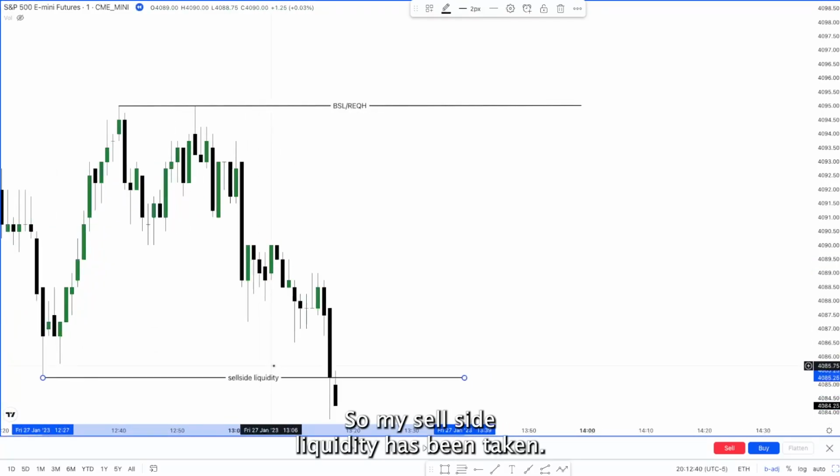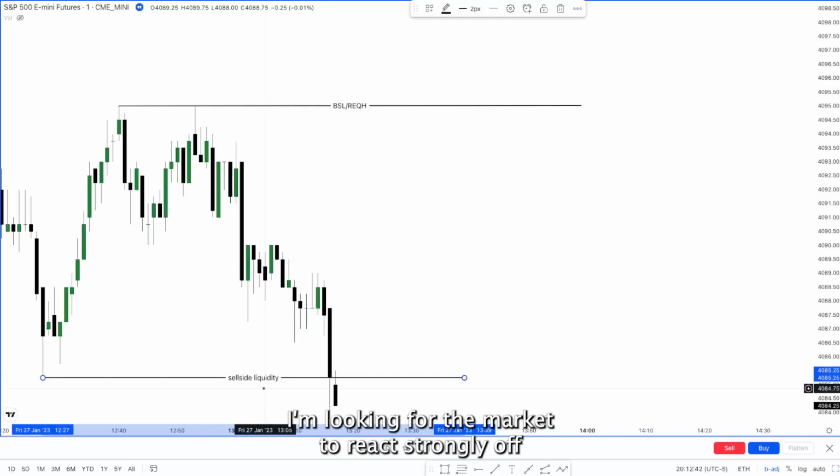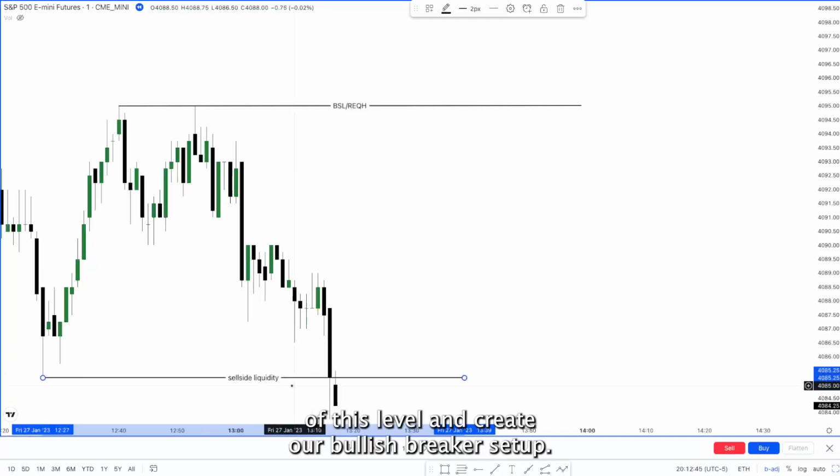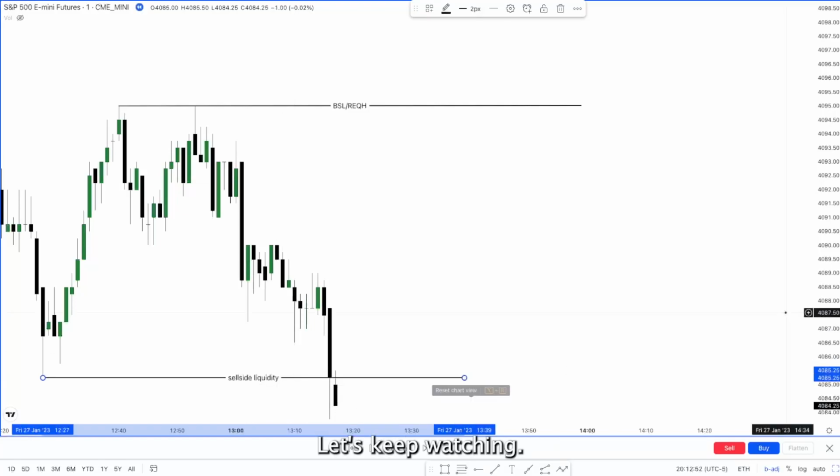Okay, so my sell side liquidity has been taken. I'm looking for the market to react strongly off of this level and create our bullish breaker setup. Let's keep watching.